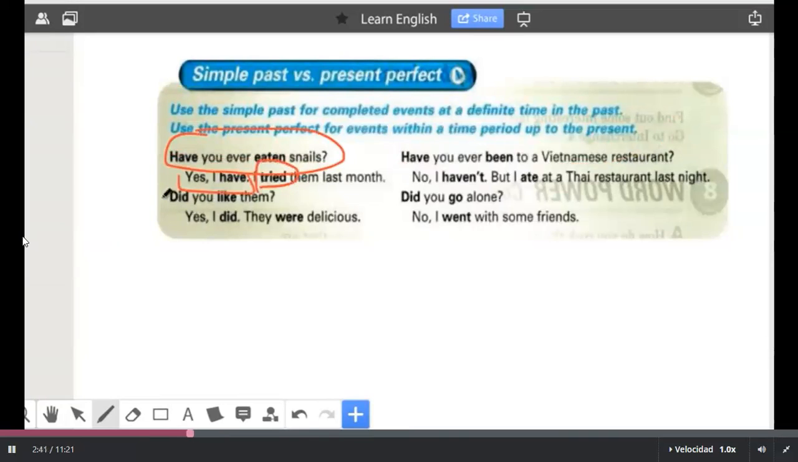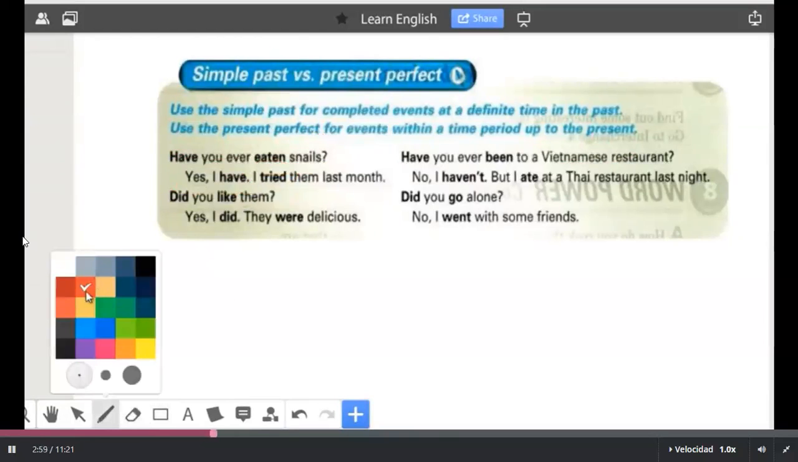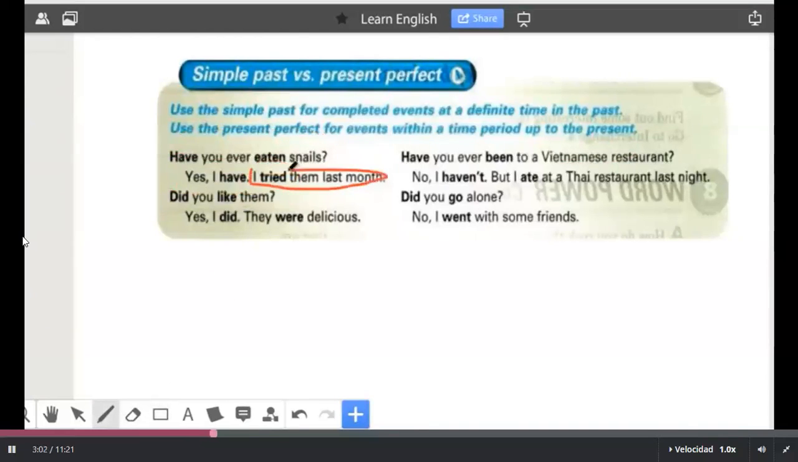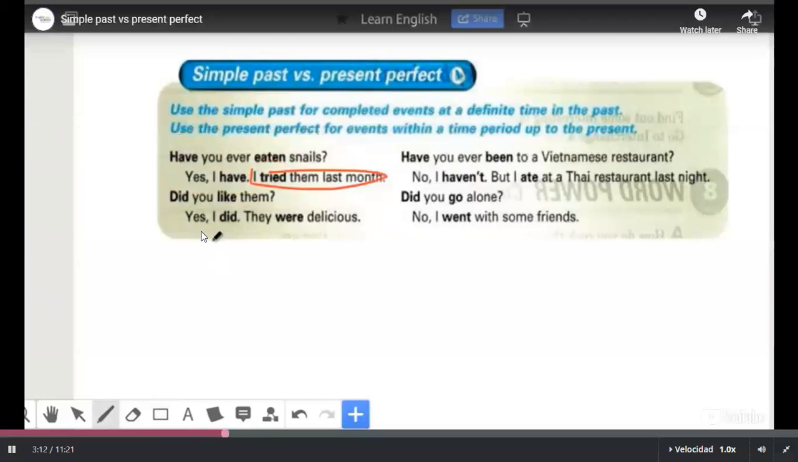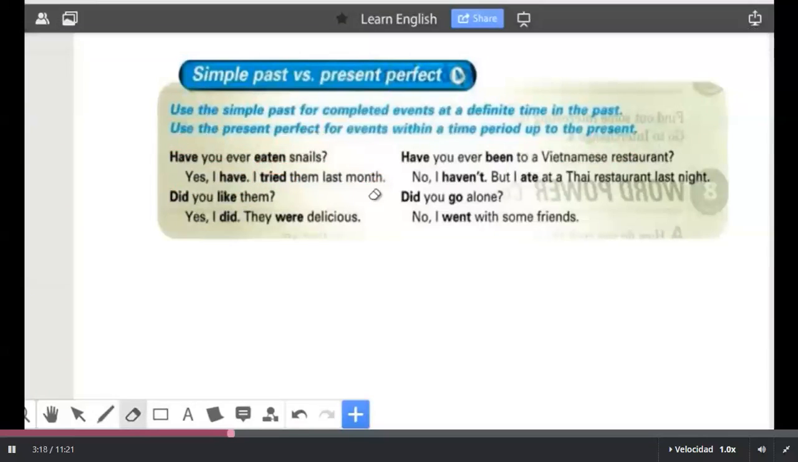And I want you to notice the question towards the bottom, it's no longer in the present perfect, but is now in the simple past. And that's because we're asking questions about our past experience. We're no longer asking if you've ever eaten snails. Now, the question is related to the example that you see there. I tried them last month. And the next questions will be related to that event. And so the answer to that is, yes, I did. And then you give more information. They were delicious.